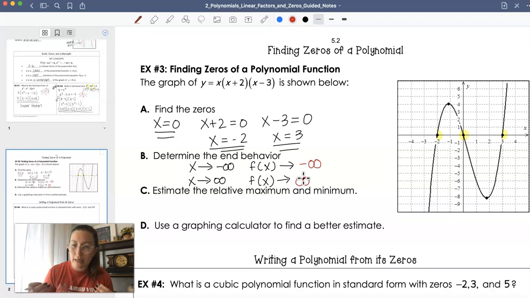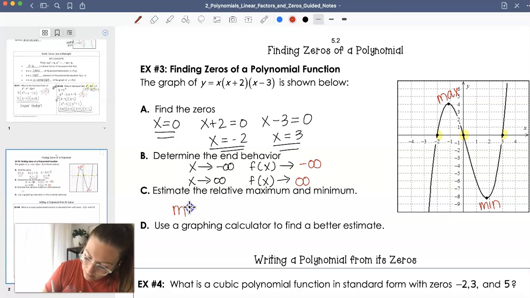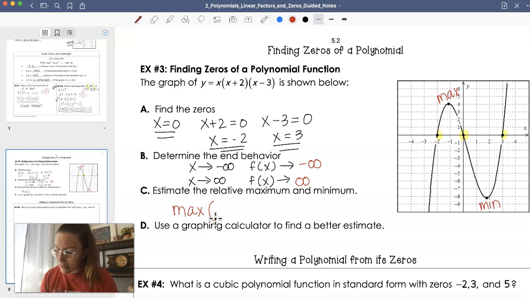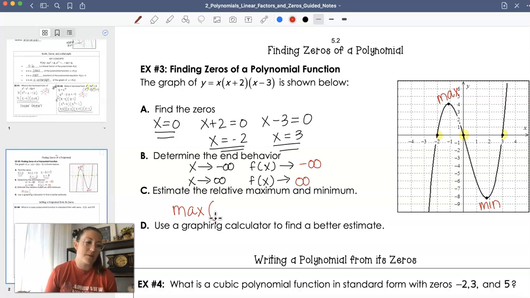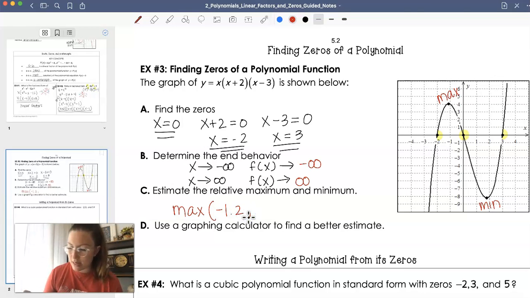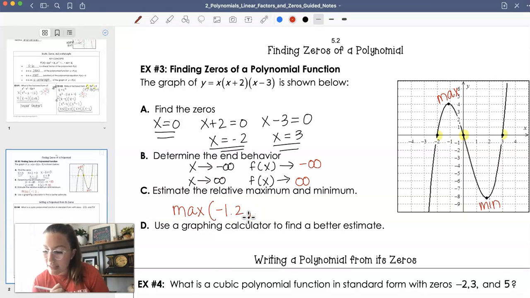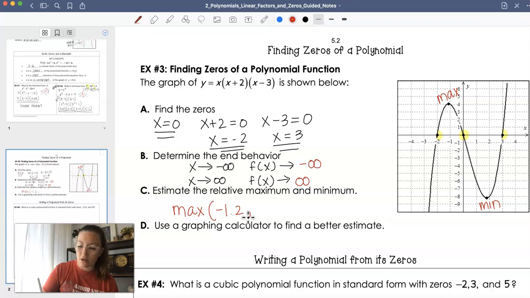That means we're just looking at the picture and estimating where it's at. Hopefully you realize which one's your min and which one's your max. This is my relative max. This is my relative min. So for our max, looking at it, my x value is a little past -1, so maybe like -1.2. Again, this is just an estimation. My y value looks like it's a tiny bit above 4, or it might just be on 4, so I'm just going to call it 4.